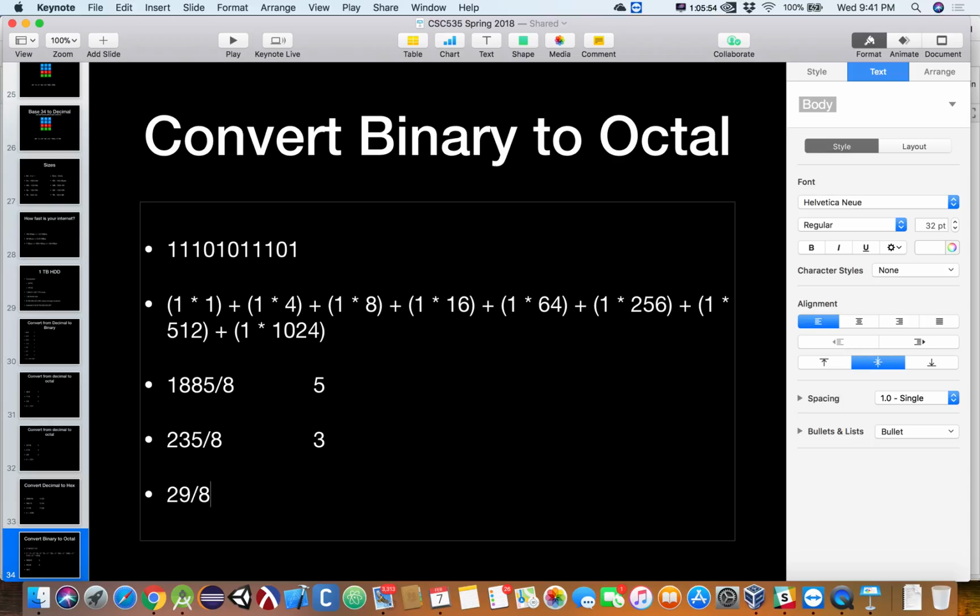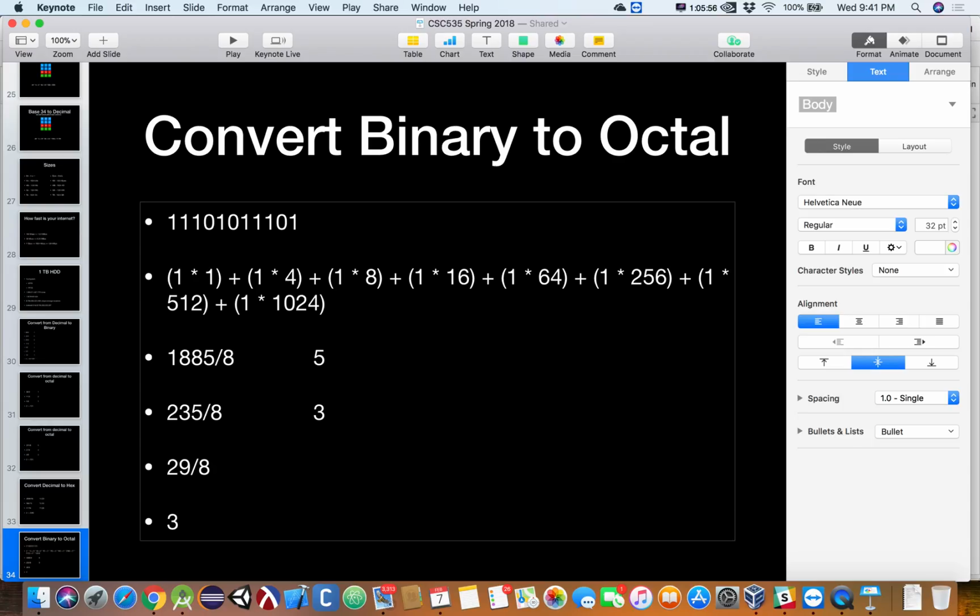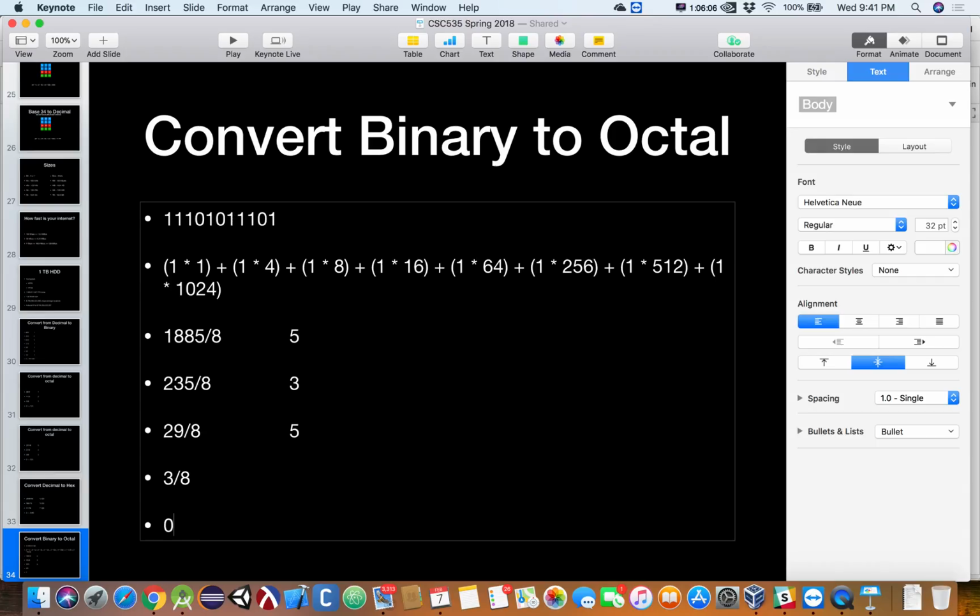29 divided by 8 is 3. 3 times 8 is 24, so that's a remainder of 5. 3 divided by 8 is 0. 0 times 8 is 0 with a remainder of 3. So the final answer is 3535 in octal. Everybody get that?